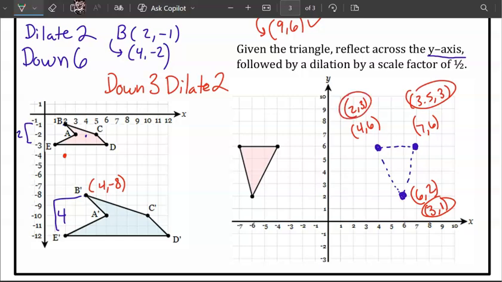Let's plot those points on the graph. 2, 3, 3.5, 3, and 3, 1. So your new picture would be right here.